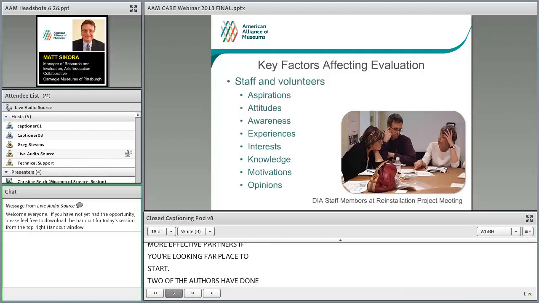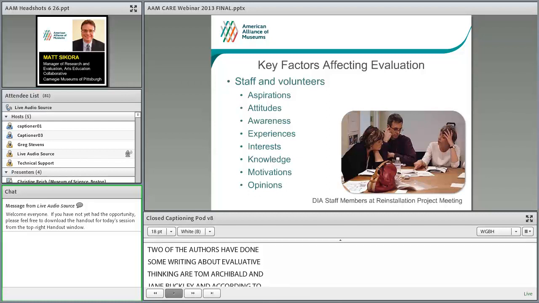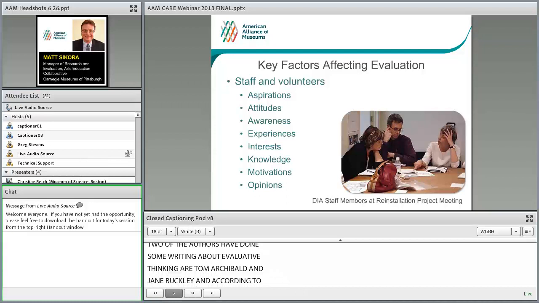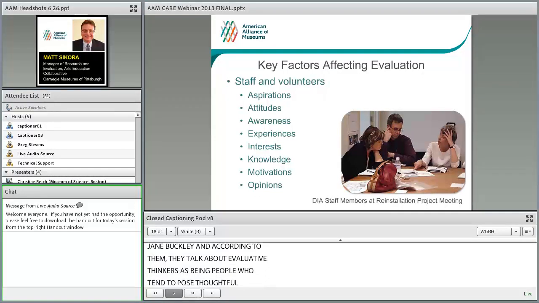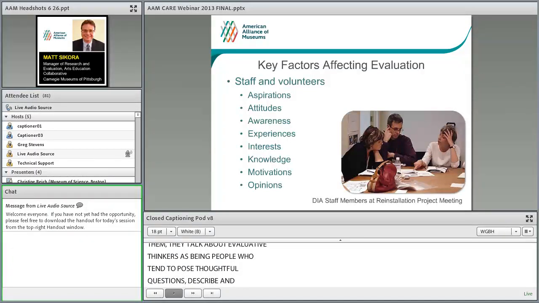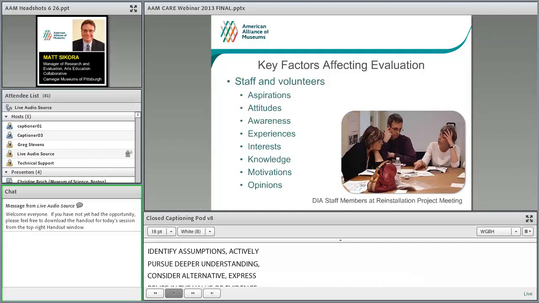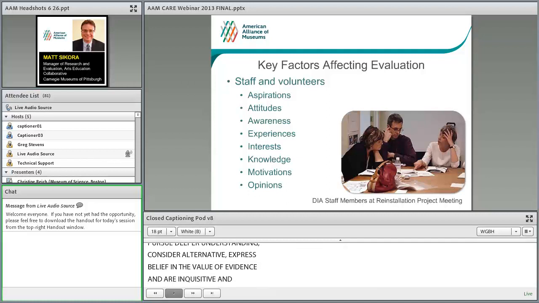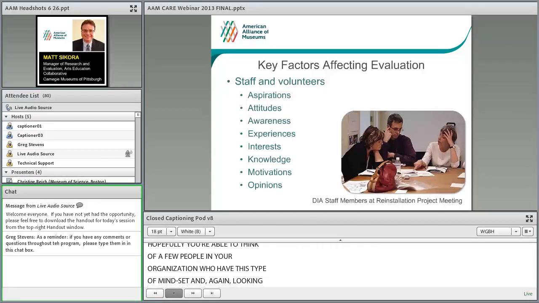Two of the authors who have written about evaluative thinking are Tom Archibald and Jane Buckley. According to them, evaluative thinkers tend to pose thoughtful questions, describe and illustrate their thinking, identify assumptions, actively pursue deeper understanding, consider alternatives, express belief in the value of evidence, and are inquisitive and skeptical. Hopefully you're able to think of a few people in your organization who have this type of mindset.